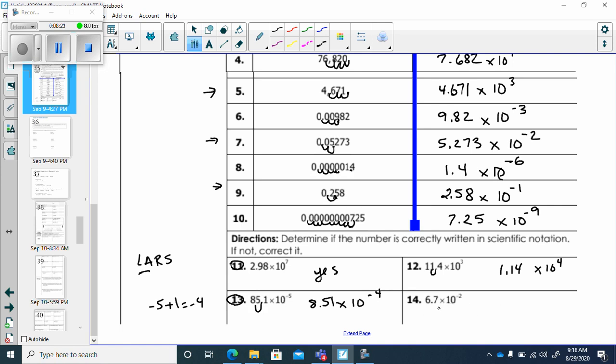Is this one in scientific notation? Yes, the 6 is either greater than or equal to 1 and less than 10. And that's what we need for this to be scientific notation.